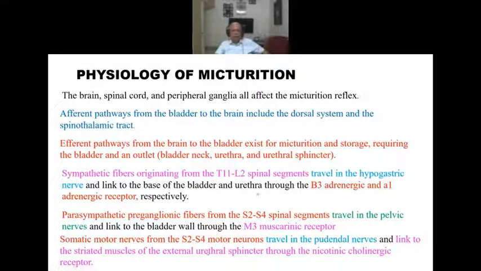So, sympathetic for storage, parasympathetic S2 to S4, with M3 muscarinic receptors for detrusor contraction and evacuation. And the outlet is controlled by the pudendal nerve, the external urethral sphincter. So all the three are involved.